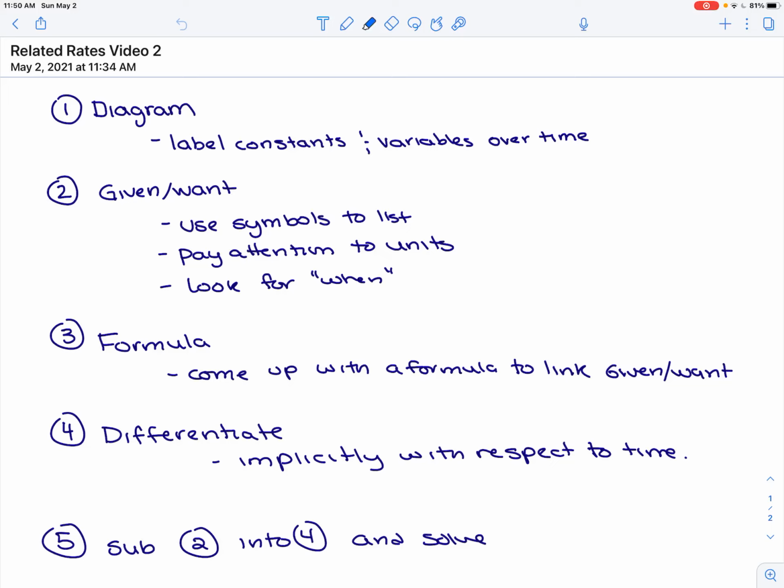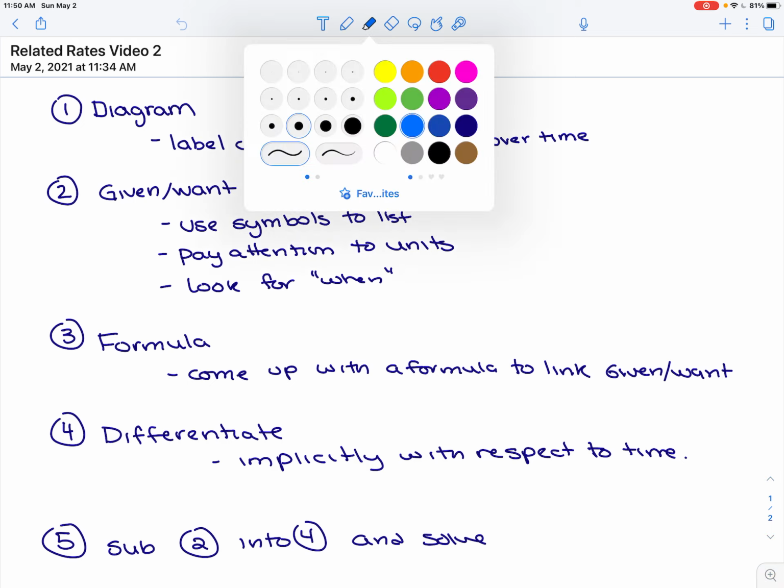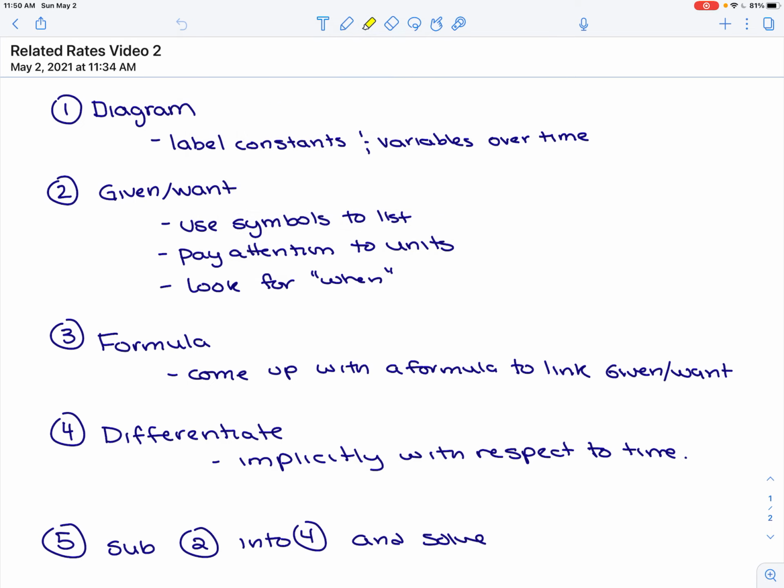Okay, so now we're going to take a look at a word problem and walk it through and actually solve something. So like I did with optimization, I have some guidelines for steps throughout the problem, and I'm going to use these in the example. So first of all, let's just highlight some of this as we talk about it.